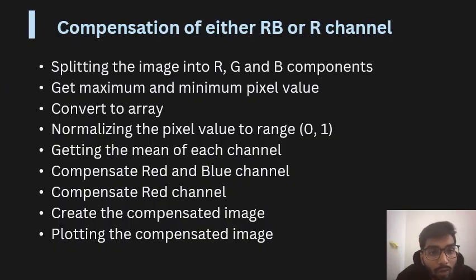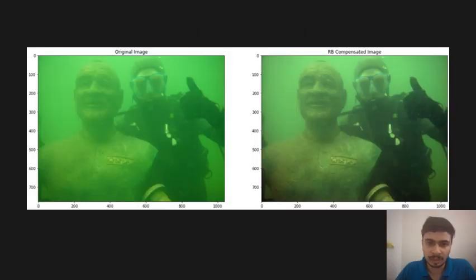So now we'll talk about the red-blue compensation. Splitting the image into R, G and B components, and second, get the maximum and minimum pixel value, then convert to array, normalize the pixel value to range 0 to 1, now getting the mean of each channel. After that, compensate the red and blue channel, compensate the red channel, create the composite image, plotting the composite image. As discussed earlier, this is the original image and this is the comparative red-blue compensated image.